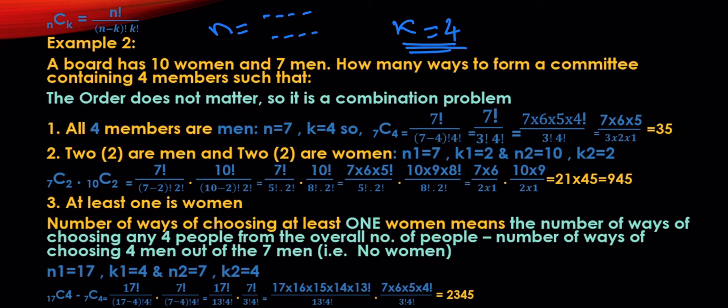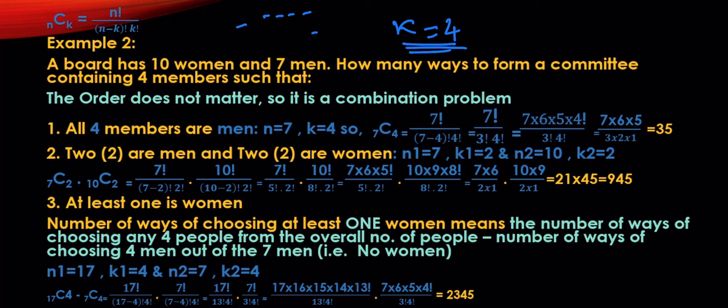So what can I do here? I can get the number of ways to select any 4 people, any 4 men or women, any 4 out of the members, any 4 members out of the total population. Total population is 17. I need to select or to choose any 4 of them. So this will be the total number of ways to select 4 members.